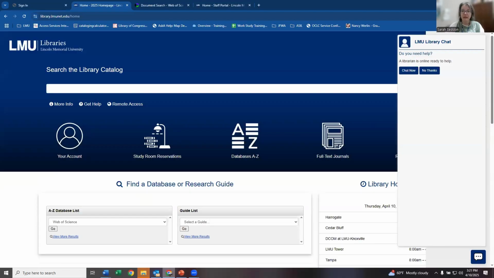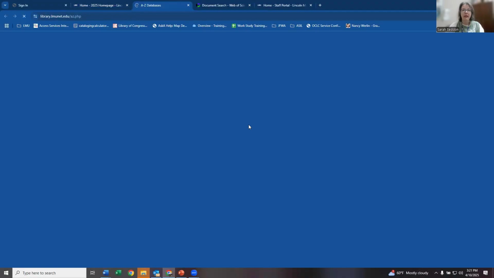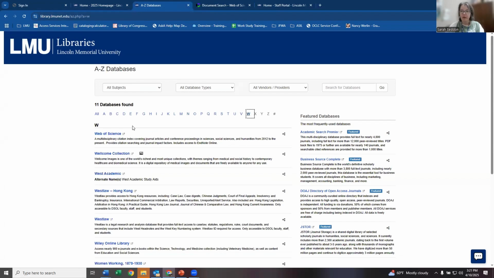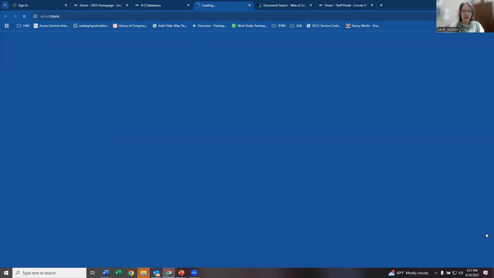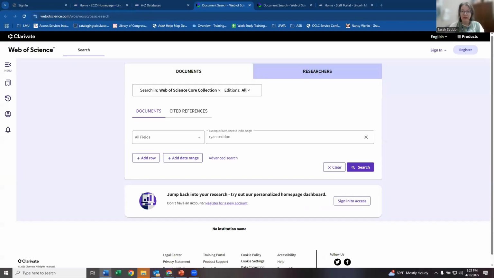Okay, this is the library's website, library.lmunet.edu. We are going to go to the databases. You can just click on this A to Z right here. The database I'm looking for is called Web of Science. So we're just going to click on the W, and it's the first one in the list. So I'm going to open this up. Okay. So, this is Web of Science, a database you have free access to through the library.